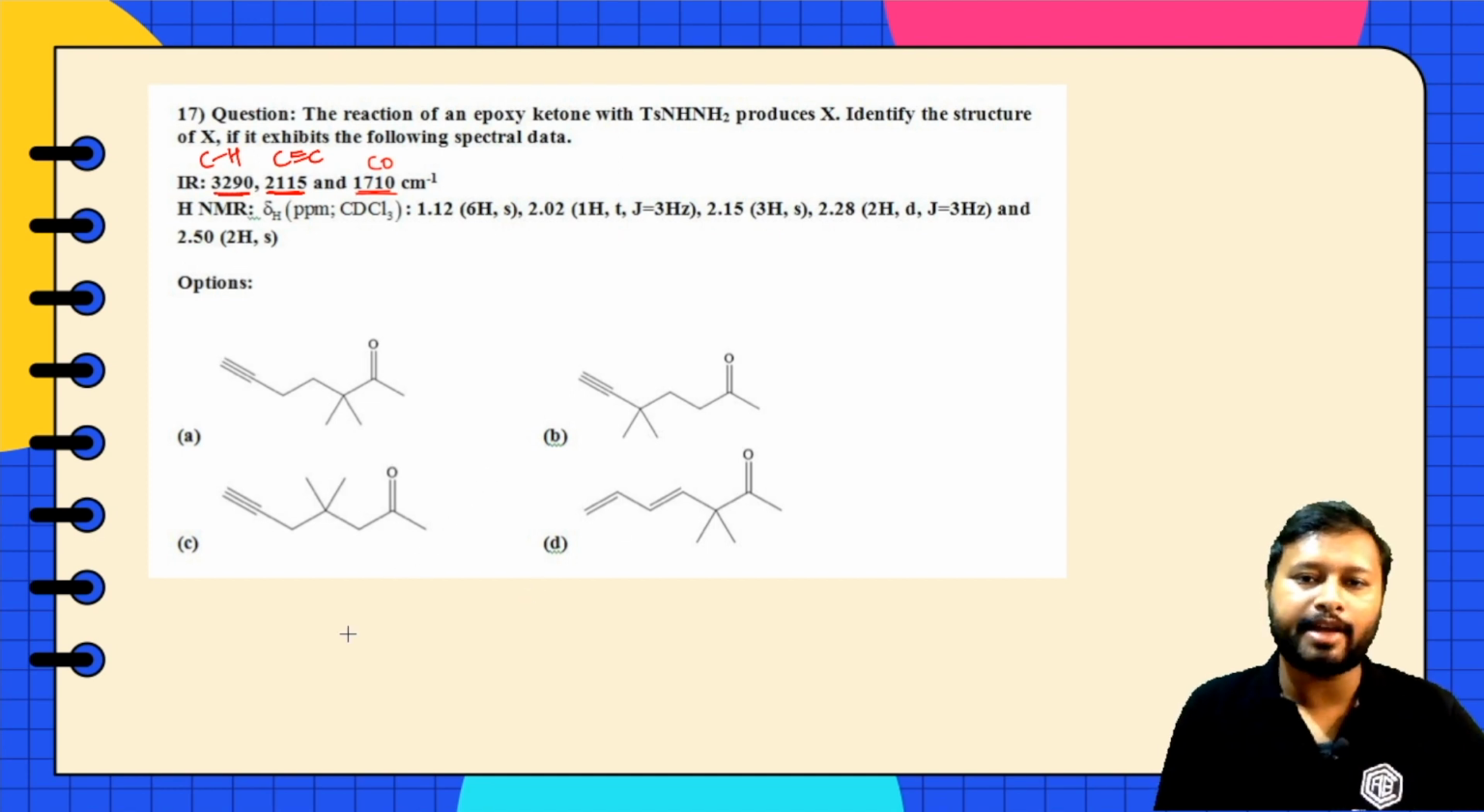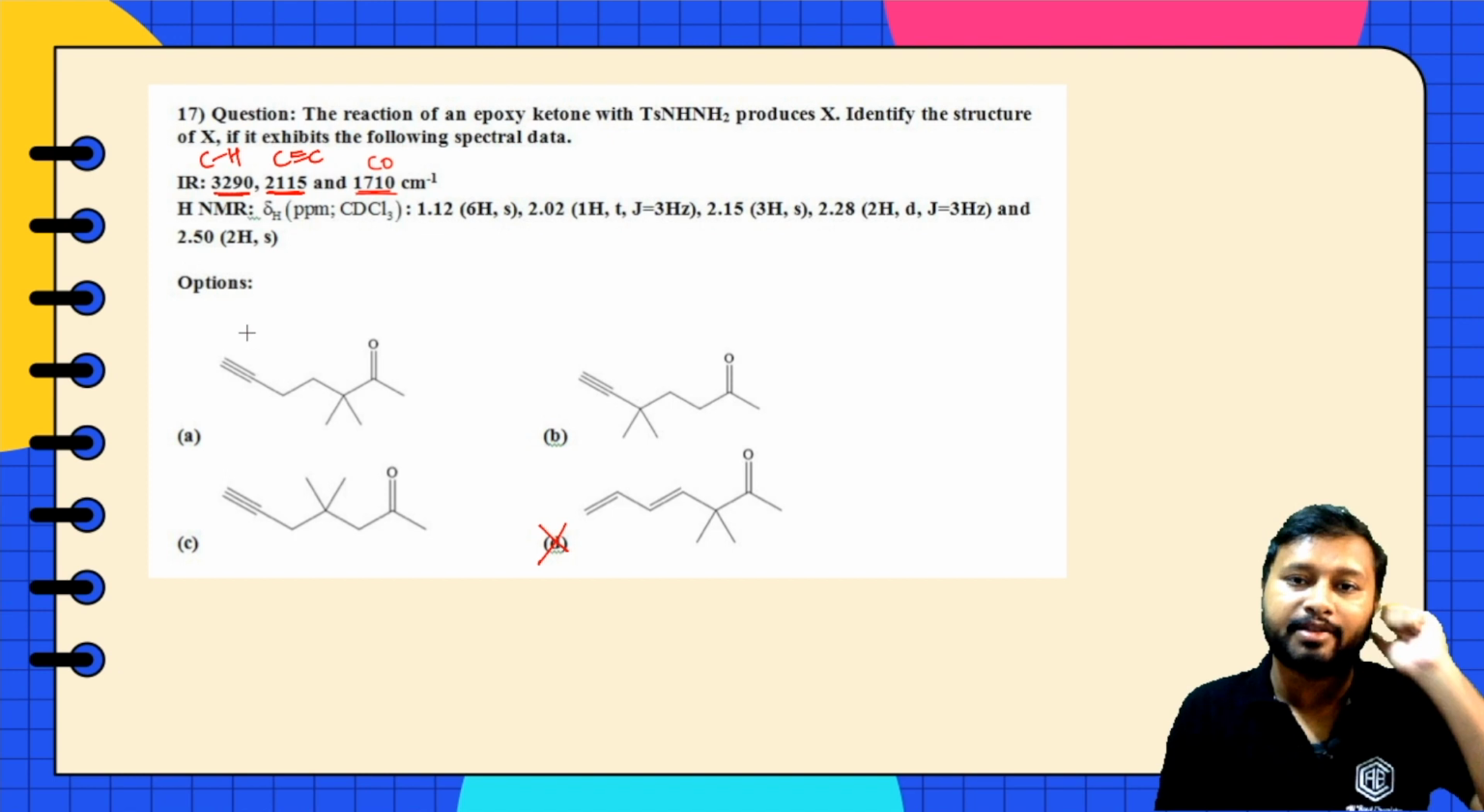Now considering all that, you can simply cancel out option D, because here you don't have a triple bond. Now you are only left with 3 options. Now IR cannot help you much. This much is what your IR can help. The next thing is you have to rely on NMR to look into further things. Let's see how many peaks we are getting in NMR. We are getting 5 peaks.